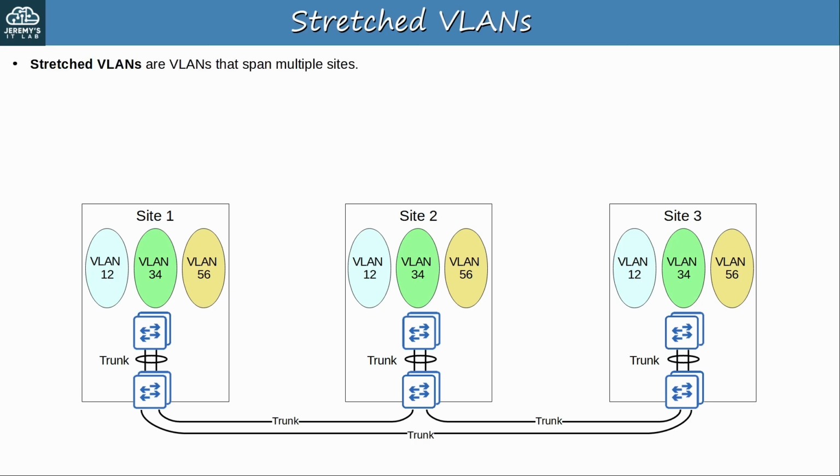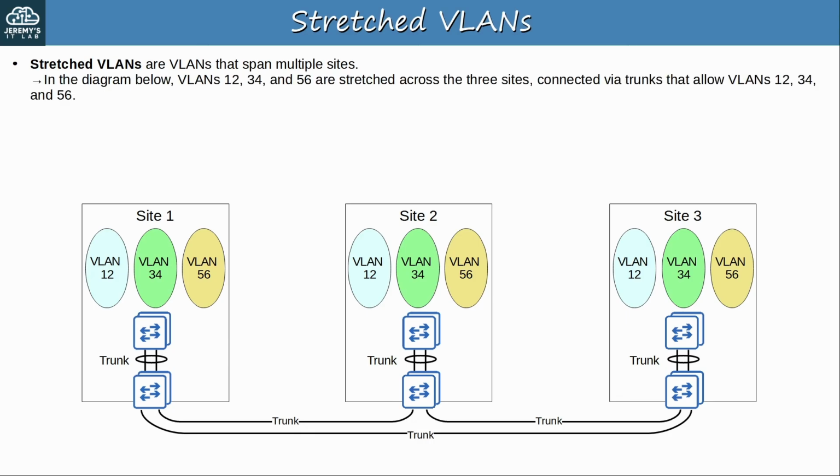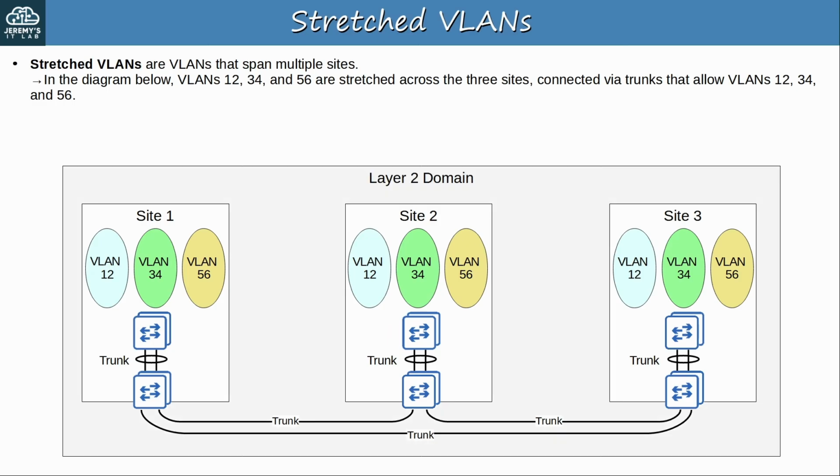Anyway, stretched VLANs are VLANs that span multiple sites. In the diagram below, VLANs 12, 34, and 56 are stretched across the three sites, which are connected via trunks that allow VLANs 12, 34, and 56. So the whole network is one layer 2 domain, although it is split up into three VLANs. Hosts in each VLAN are all in the same subnet, regardless of site.